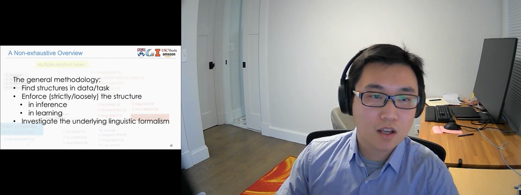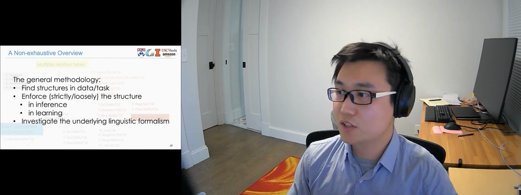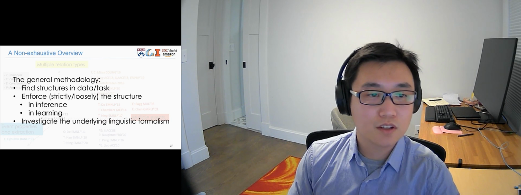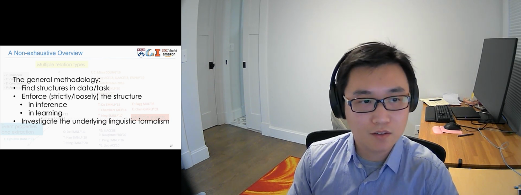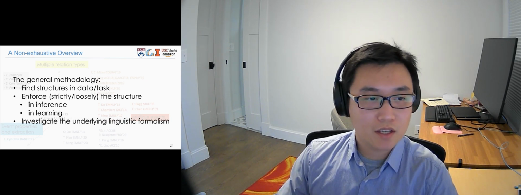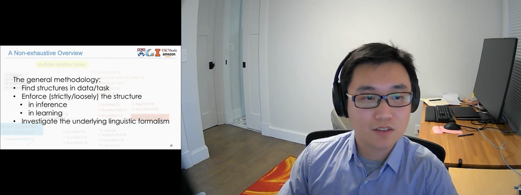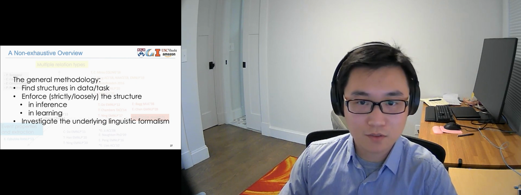In general, the methodology is, first, we want to find extractions in data or in the task, and also enforce the structure, strictly or loosely, either in inference or in learning or in both. And finally, to handle the difficulty in definitions, we often need to investigate the underlying linguistic formalism involving those events.